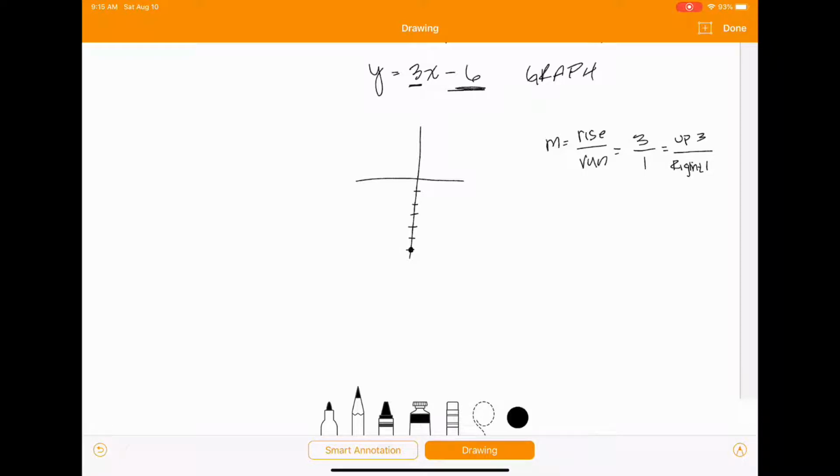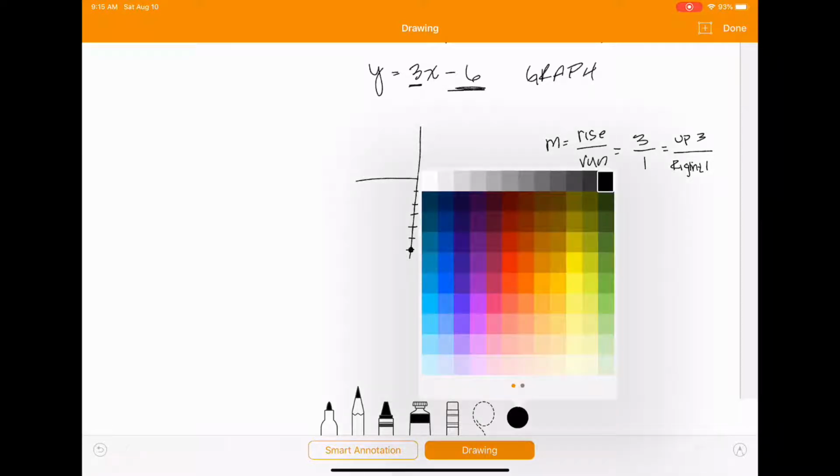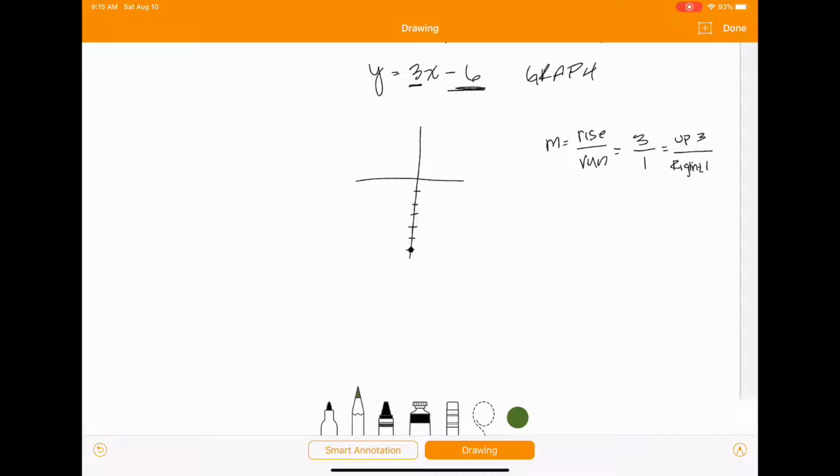All right, so we're going to switch colors here. Go up 1, 2, 3 over 1, and you're going to plot a point there. And then 1, 2, 3 over 1. And then you go ahead and connect those dots, and that's the graph of your function right there. So that's just a little quick intro on that.